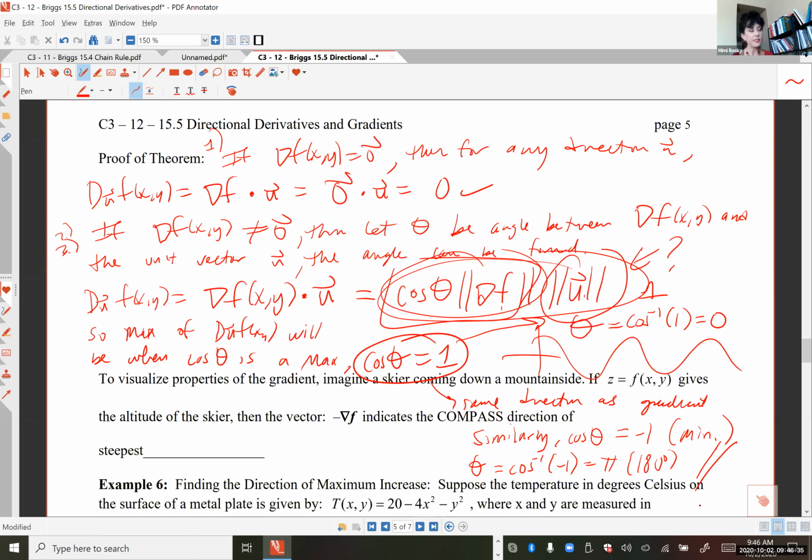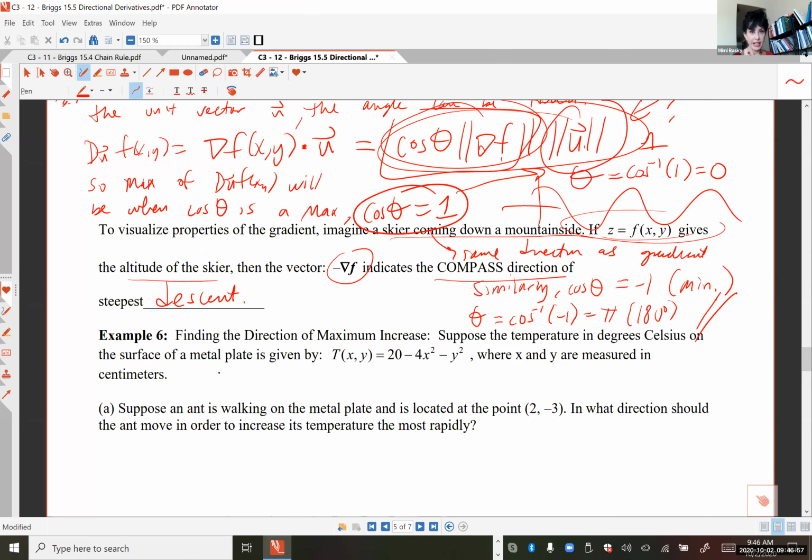So to visualize these properties of the gradient, imagine a skier coming down a mountain, and you are given the mountain's function, z equals f(x,y), which gives you the altitude. Then the vector negative the gradient indicates the compass direction of steepest descent. You go in the opposite direction of the gradient, and you'll be going downhill.